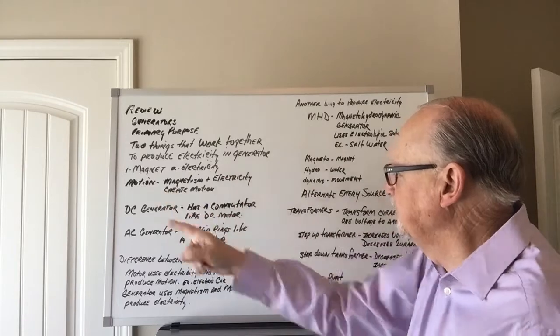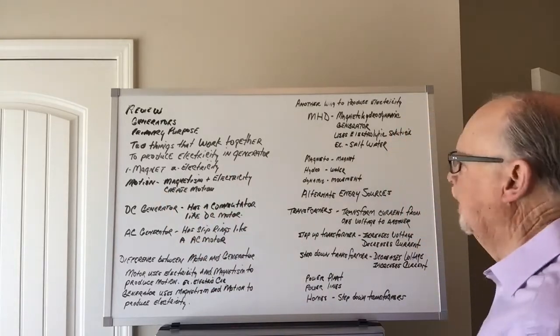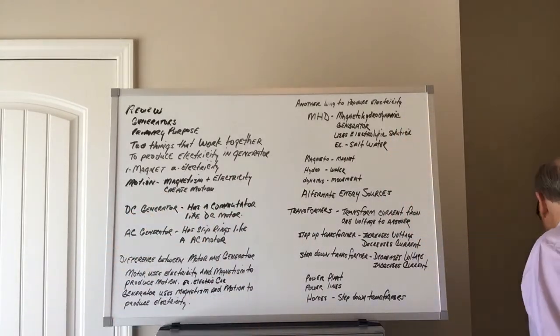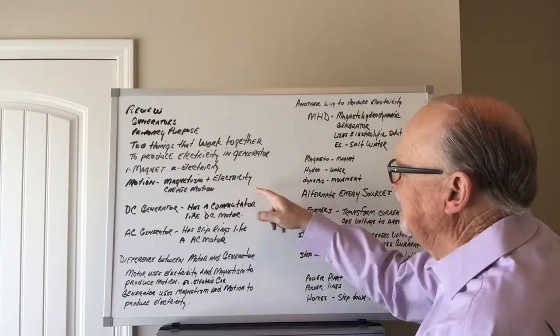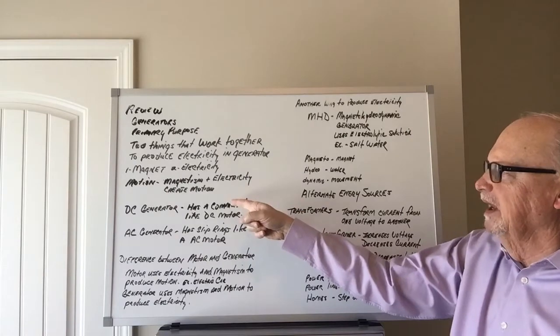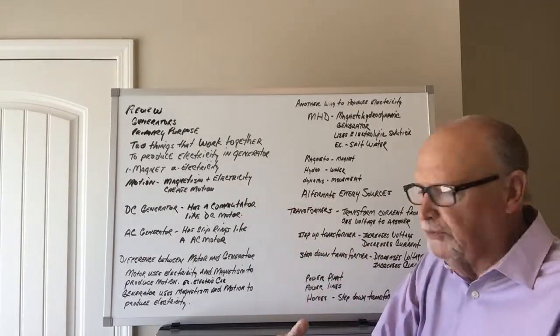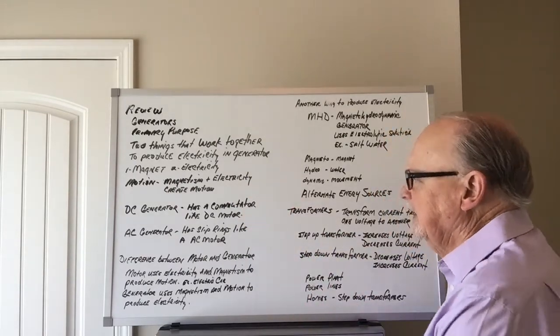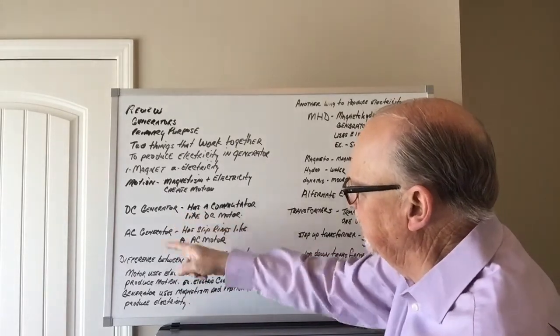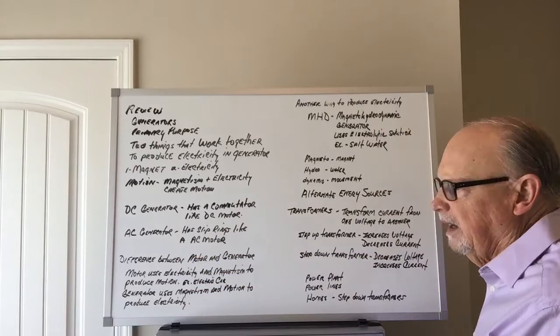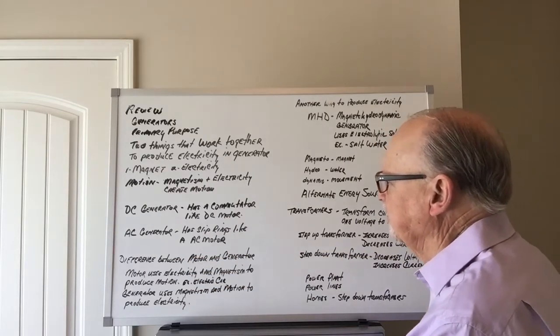Now, motion is magnetism plus electricity. That creates motion. We can create motion through there. That's where our generators come in. We have two, the DC generator and the AC generator. And there's some differences there.